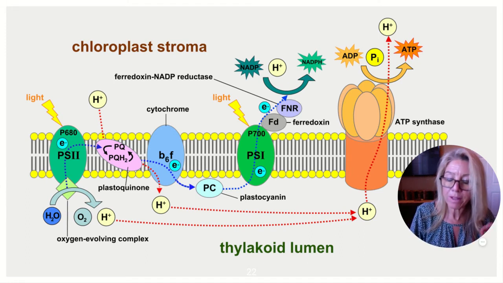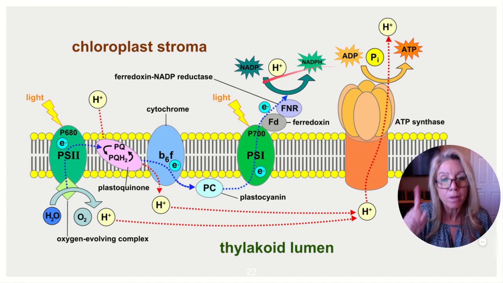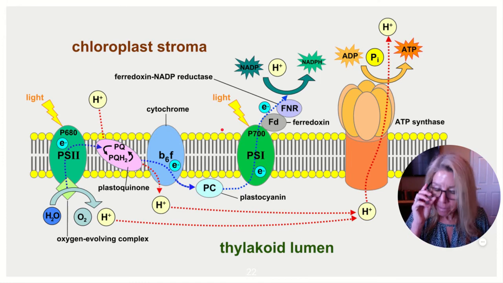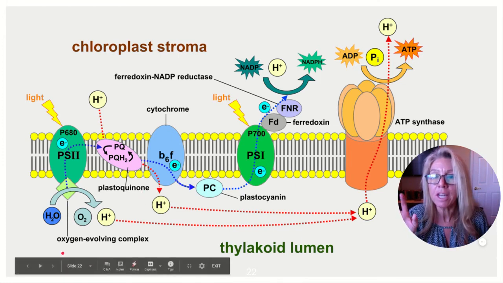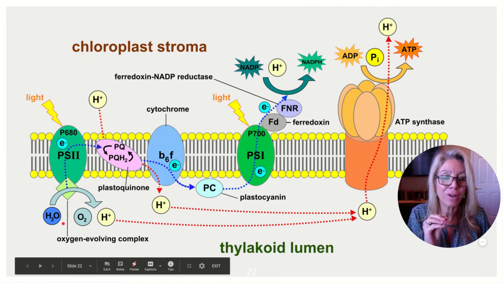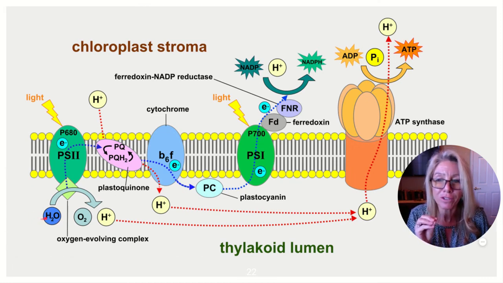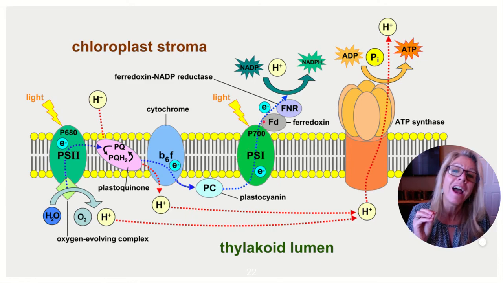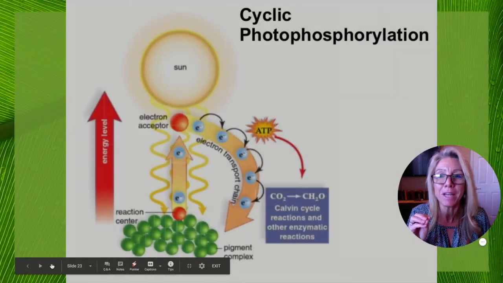So electron flow in the light reaction. Let me keep going here. This is called, remember, non-cyclic photophosphorylation because electrons are coming in via water and then going out via reduced NADP.